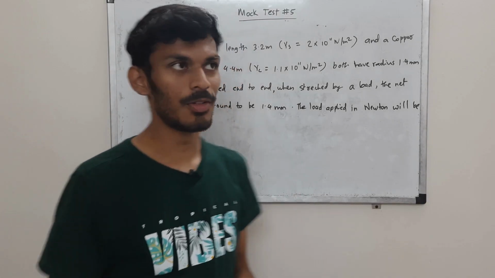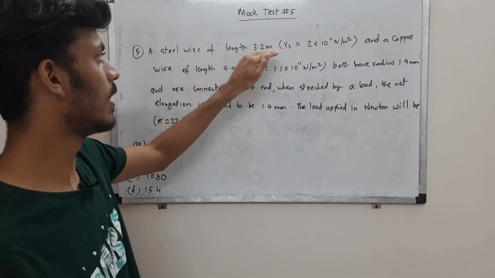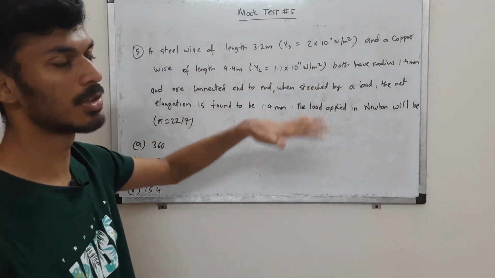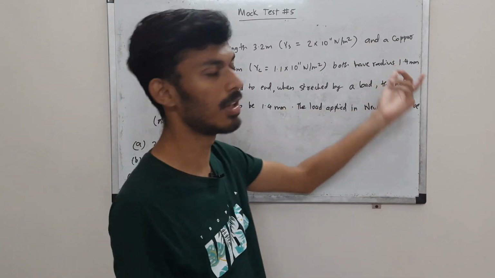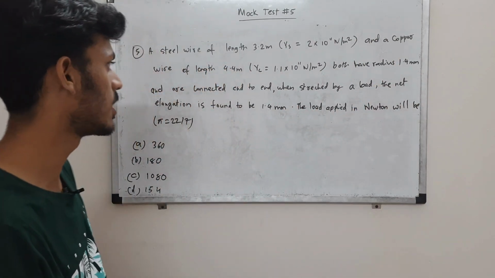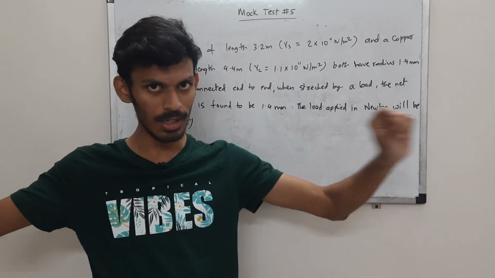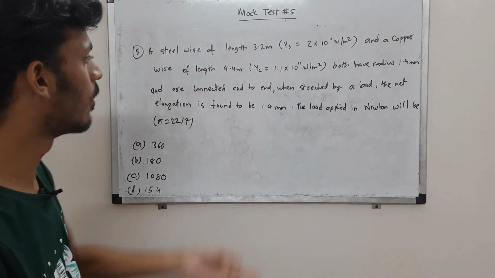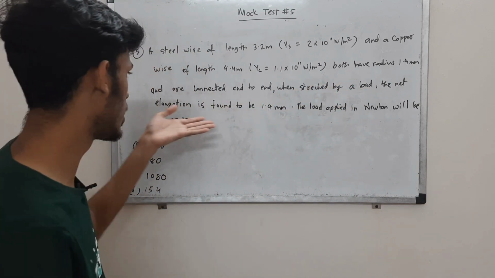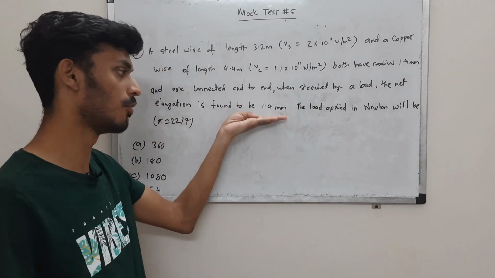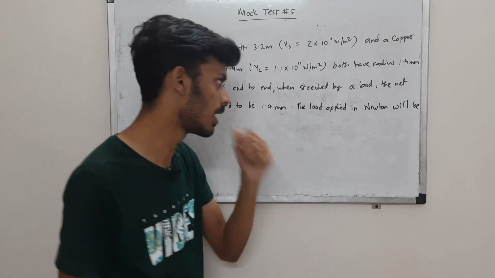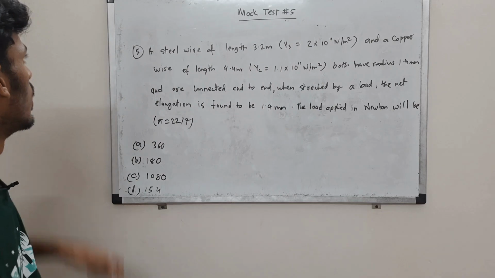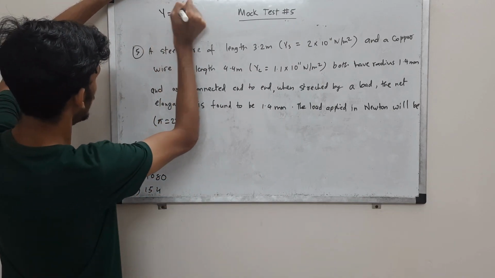Let us come to question number 5. Here we have a steel wire of length this and Young's modulus this. We also have a copper wire of length this, Young's modulus this. They have the same radius, 1.4 millimeters, so the same cross section. Now they are connected end to end, so we have steel wire and copper wire connected end to end. Now when stretched by a load, the net elongation in this system is found to be 1.4 millimeters. You are supposed to tell what is the load applied to this wire system. Now Young's modulus, you remember the formula, it's very simple.